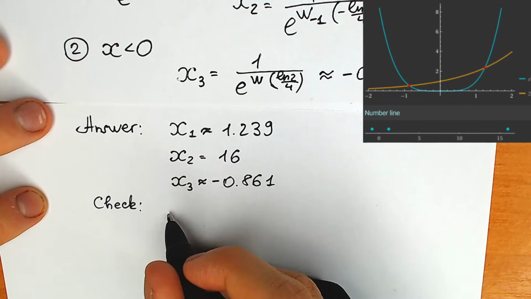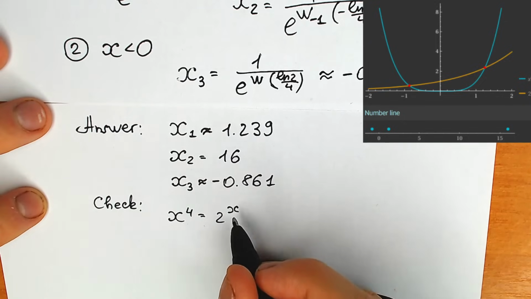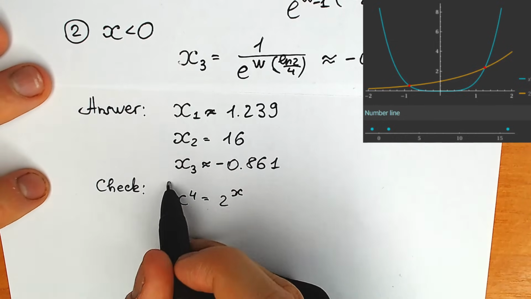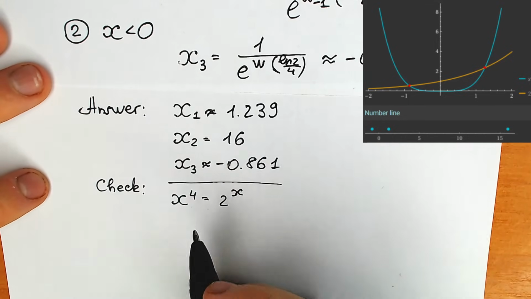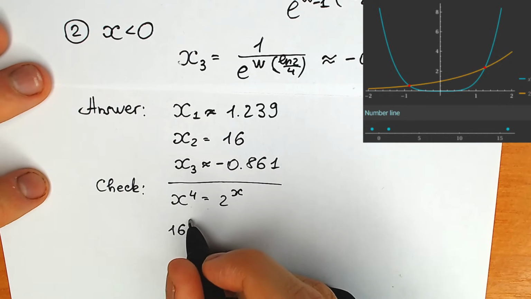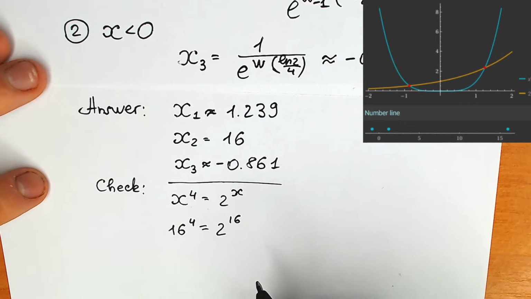What do we have in the beginning? x to the 4th power equal to 2 to the power x. Let's check real quick x equal to 16, because we can easily do this without any problems. We have one integer solution, so let's do this real quick. So we have 16 to the power 4 equal to 2 to the power 2 to the power 16.